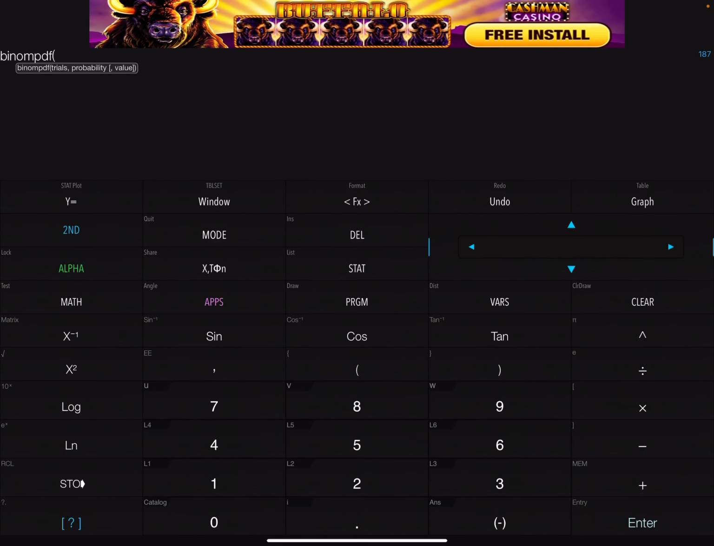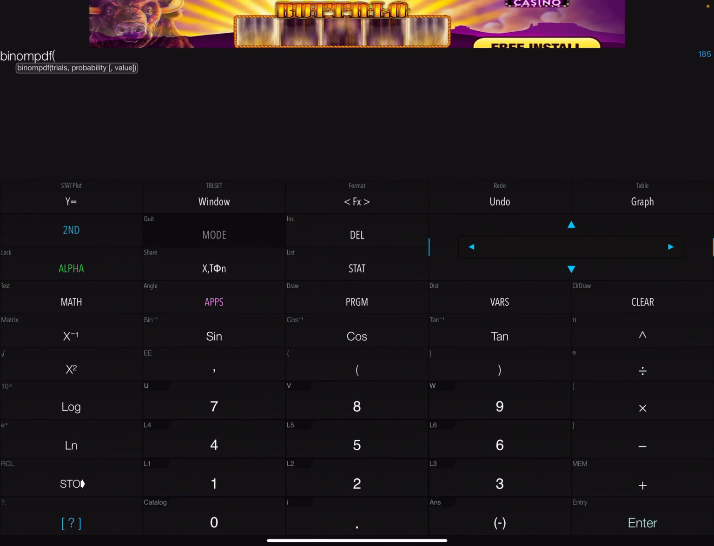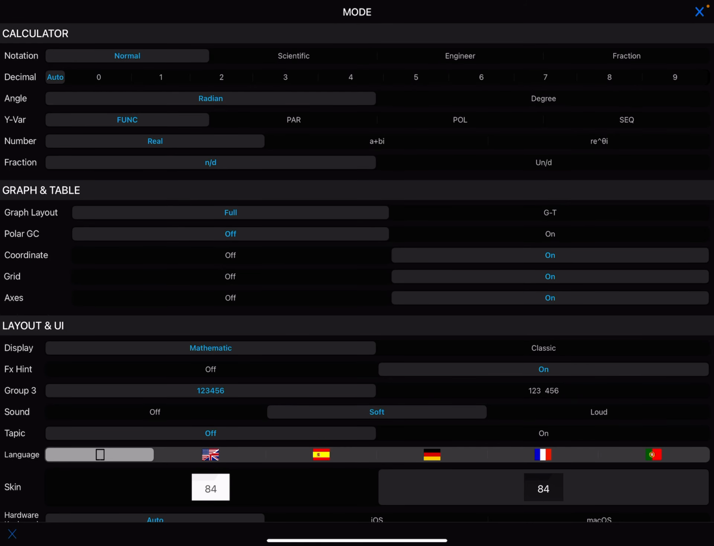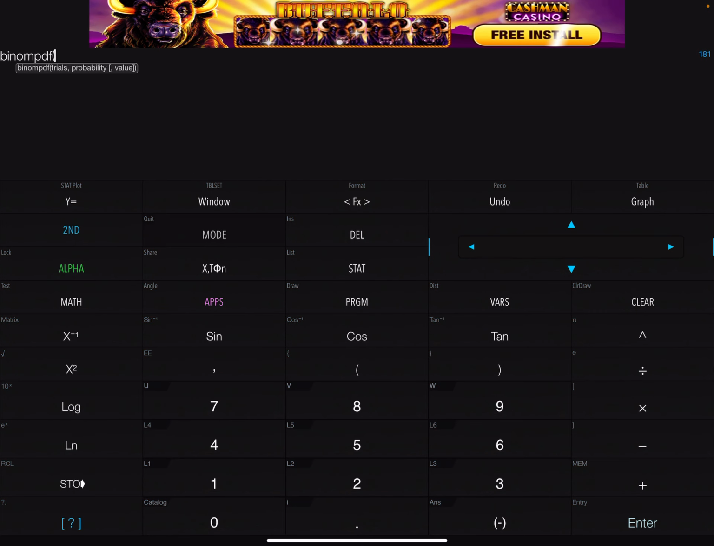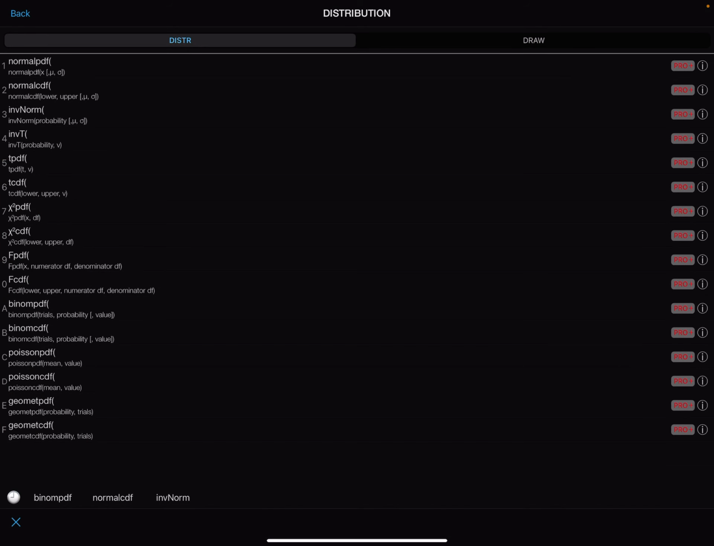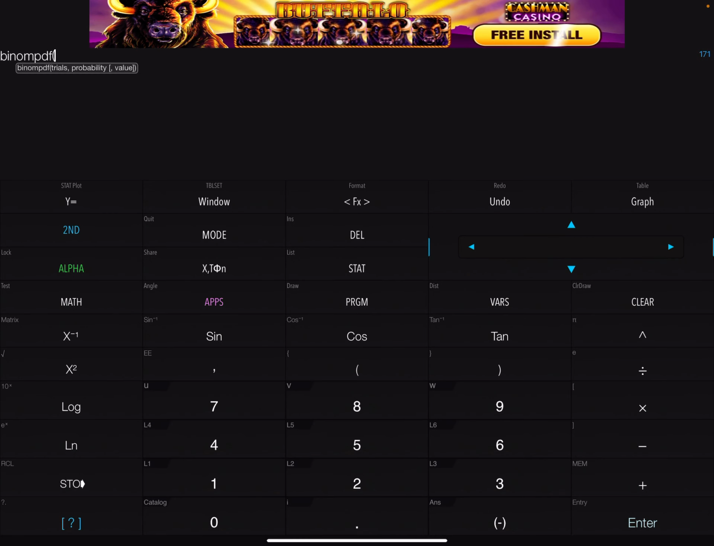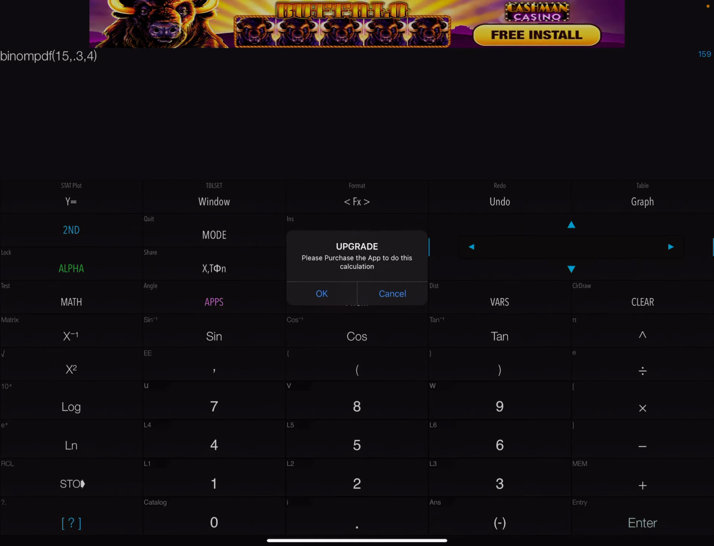15.34. So it's binom PDF. So again, let me start over so you can see. Quit this or clear this. Okay. Second, vars. Binom PDF is, scroll down to binom PDF. Then it was 15, comma, 0.3, 30%, comma, and we were looking for 4. Then hit the close parentheses and then enter.